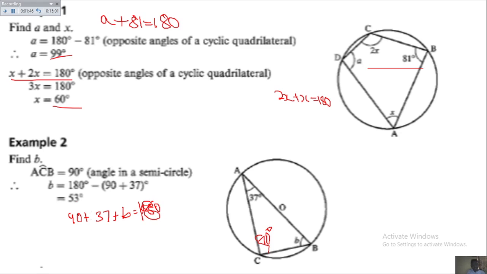Equals 180. Then by the time you do that, what happens? Collect like terms. This one will come here, the sign will change to minus. This one will come here, the sign will change to minus. Then what happens? b will equal 53. Always watch out for that as well.